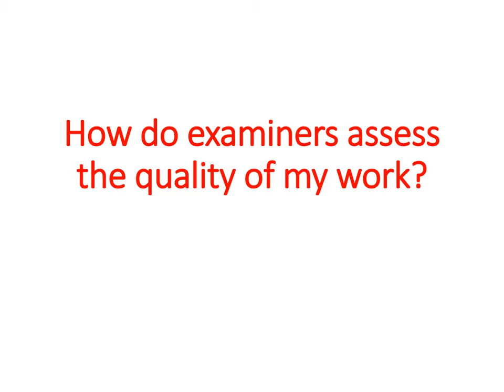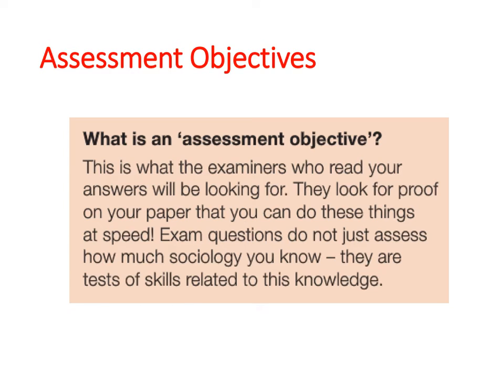Now, with any exam in any subject, it's always really important to understand the success criteria. So a key question that I want to look at first of all is this one: how do examiners assess the quality of your work? And examiners evaluate the quality of your written work using assessment objectives. And all this refers to is what the examiners who read your answers will actually be looking for. And in A-Level Sociology, there are 3 assessment objectives that examiners are looking for when they read your answers.